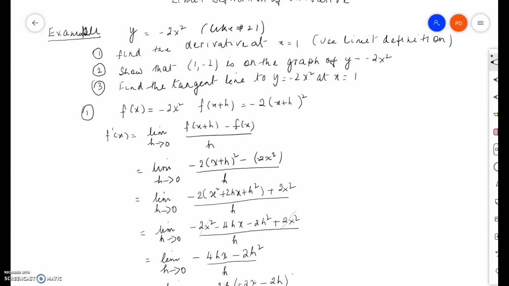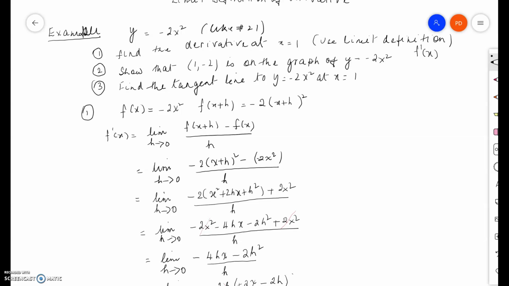This problem is a lot like the one assigned for homework. That is problem 21. Find the derivative using the limit definition. So we're going to first use the limit definition and find f prime of x, and then we'll plug in x equals 1 to find the derivative at x equals 1.